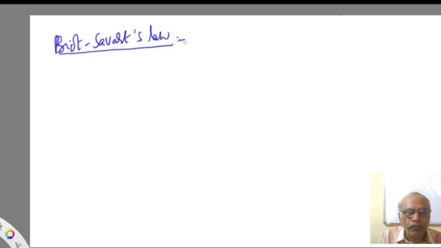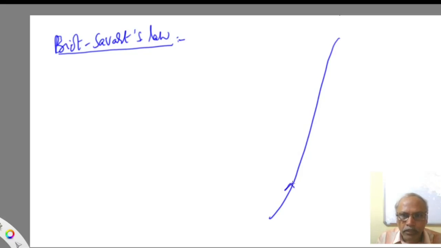As per this law, suppose there is a current carrying conductor. This is one conductor. Through this conductor, suppose a current I is passing. Whenever current is passing through a conductor, around the conductor there is a magnetic field produced by that current.